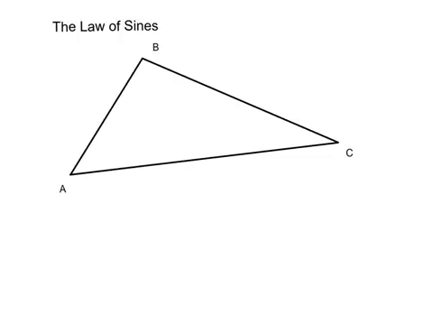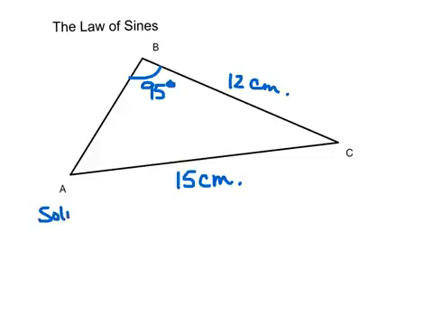We're going to do one example with the law of sines, and then we will save the rest for in class. Okay, so the first example, let's say that I know that angle B is 95 degrees, side B is 15 centimeters, and I also know that side A is 12 centimeters. I'd like to solve the triangle.